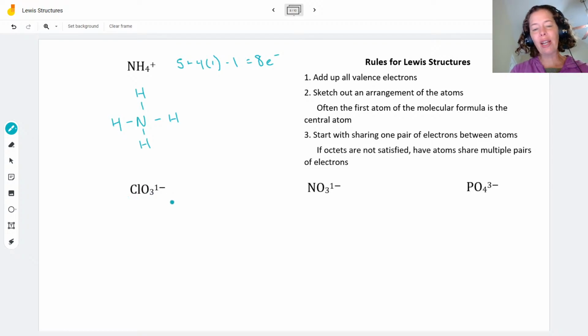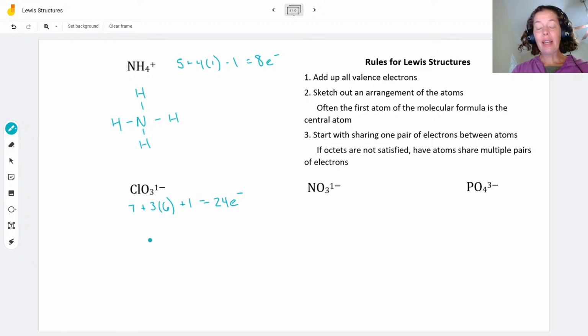Okay, so let's see, that is chlorate. And again, it has a charge, so this is going to change how we add up our valence electrons. Chlorine has 7 valence electrons. We have 3 oxygen. They each have 6. And again, we have a negative charge, which means we have gained an electron, so I'm going to add 1 because its charge is -1. So this is 24 electrons. You guys check my math because obviously it's not always correct.